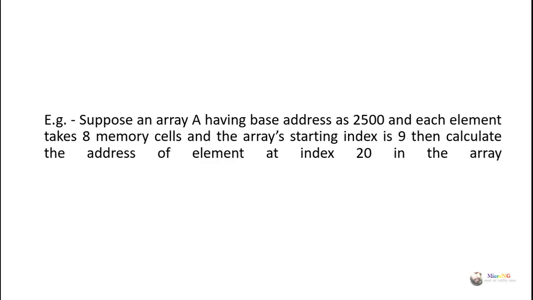Similarly, one more sum has to be calculated. Suppose an array A is having base address as 2500. So base of A is 2500, and each element takes 8 memory cells. So W is 8, and the array starting index is 9. Starting index 9 means lower bound is 9. Then calculate the address of element at index 20. K is 20. Calculate the result and write the result in the comment section.